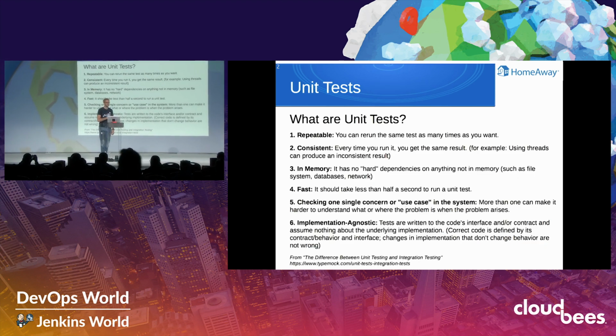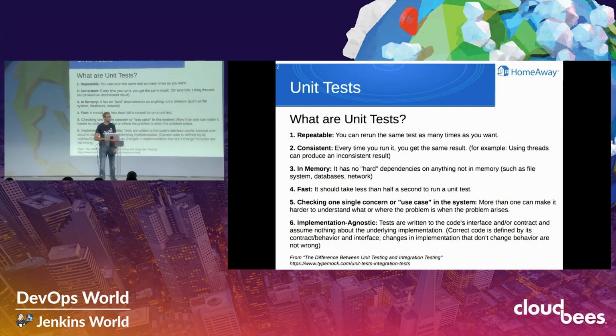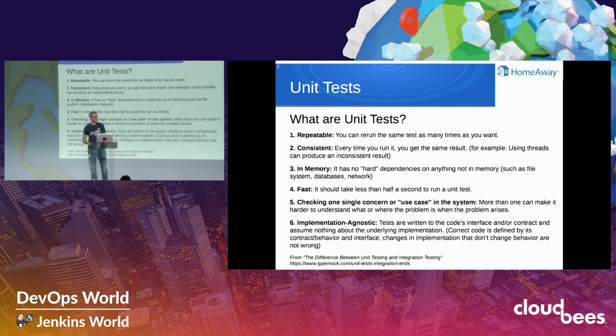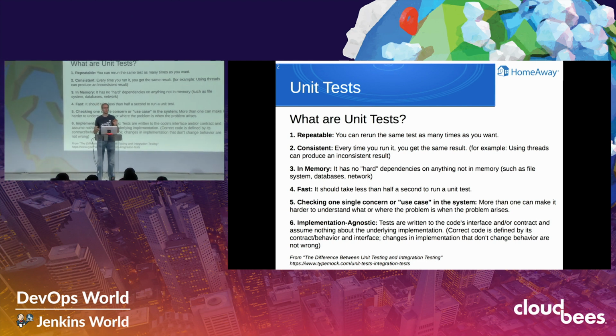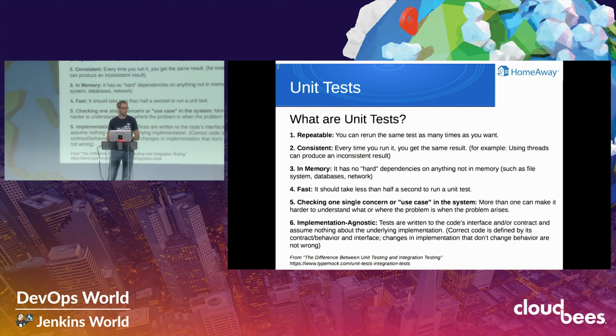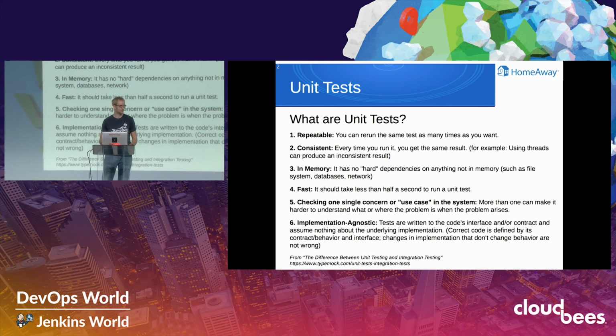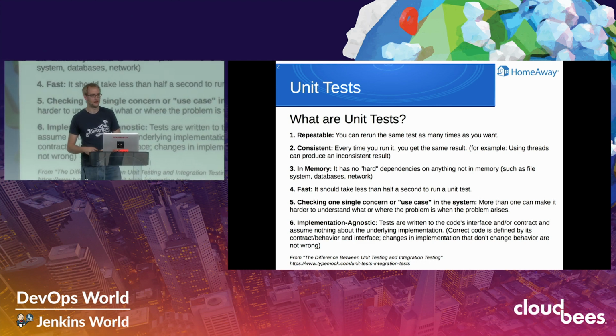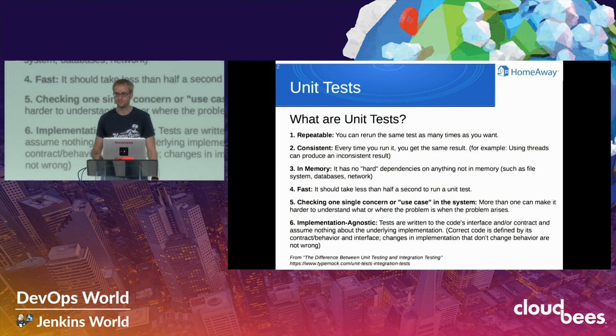I'm not going to read all this. Not every unit test will have these properties, but in general, unit tests ought to be repeatable, consistent, fast, only check one unit of functionality, and they ought to be implementation agnostic, meaning you can change the way you get the right answer, and the test won't break. The test should only be looking at the output of things. And that's nothing new, hopefully.